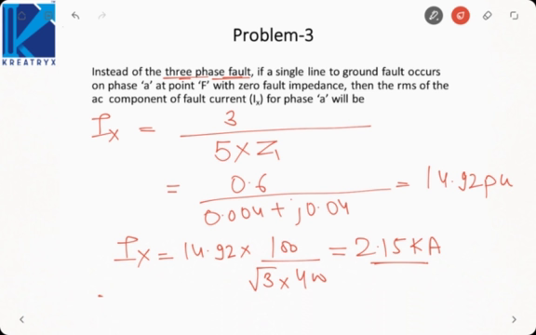Now clearly here the current of the LG fault is much less than the triple L fault. So it is the case where the symmetrical fault is the most severe type of fault. Why? Because the fault is occurring at the transmission line. If the fault were occurring at the generator terminals, then the LG fault will be the most severe type of fault. Moving on to the next problem.